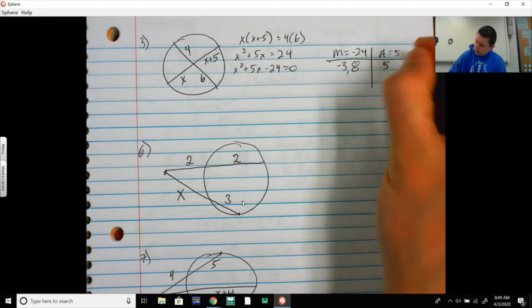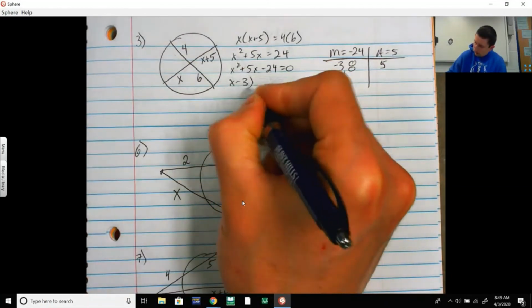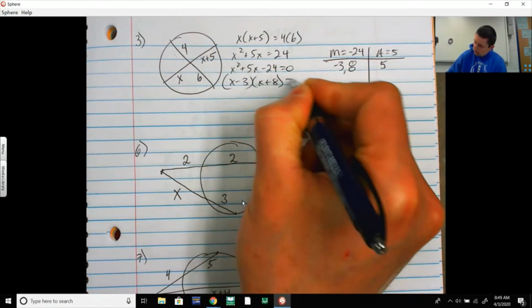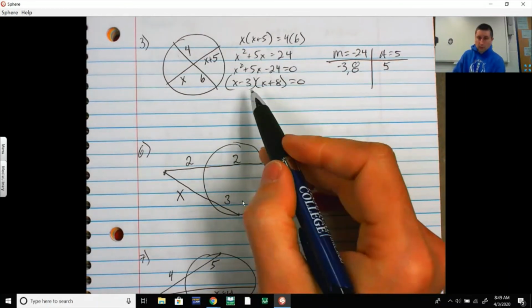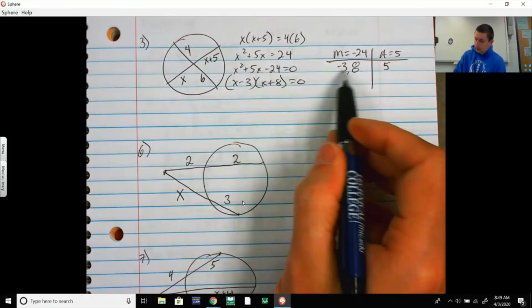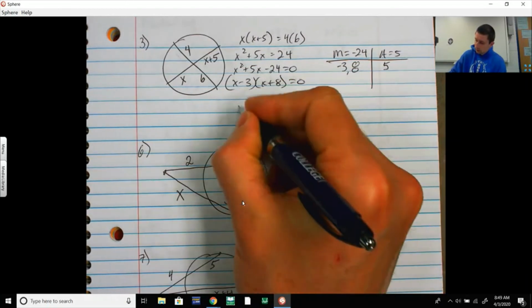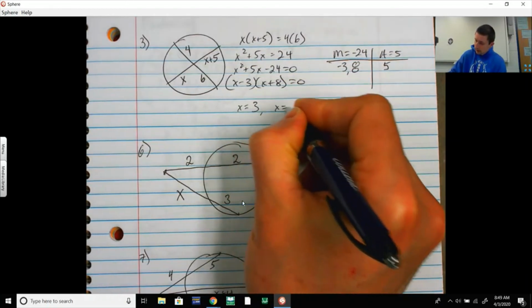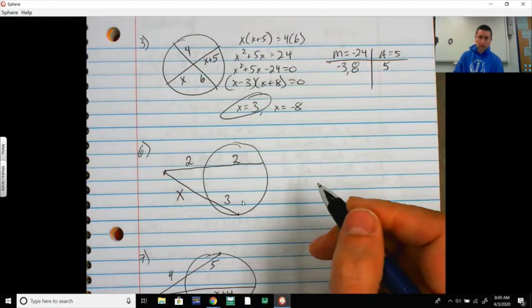Those add to 5. So that factors into x minus 3 times x plus 8 equals 0. Your zeros, remember me saying, are the opposites of your factors in this case. So your zeros would be x equals 3 or x equals negative 8. Go with the positive one. So that'd be your answer.